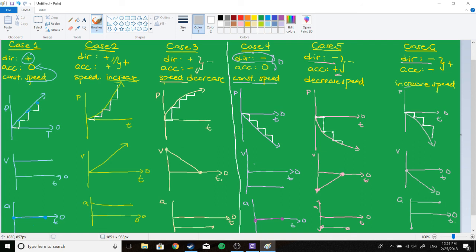And this is all you need to know about the motion graphs. It might be confusing to memorize, so I suggest you try to visualize it using rise over run.